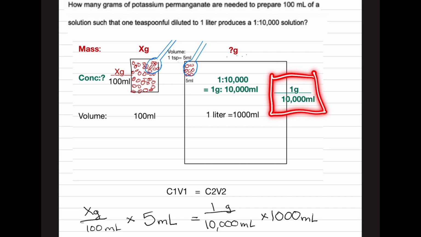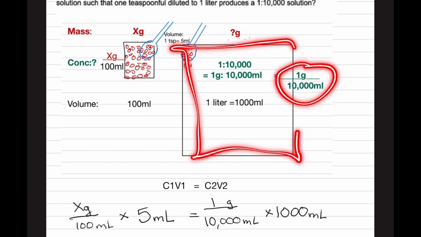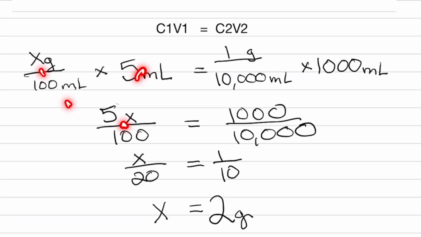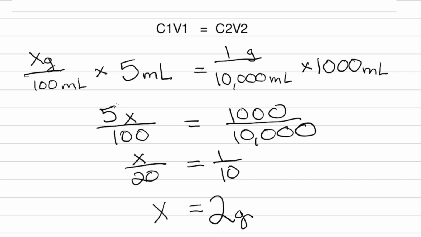So I could use this as my concentration. In fact, I do want to use that because this grams per milliliter is the same as this grams per milliliter. So grams per milliliter on both sides can cross out, milliliters on both sides can cross out. Then multiply, divide, multiply, and divide. I come to 5x over 100, 1,000 over 10,000, and my final then is x equals 2 grams.